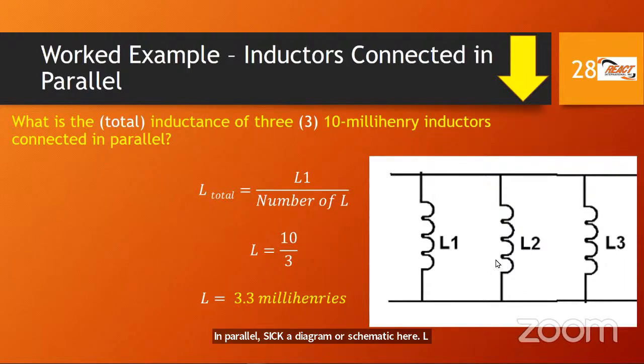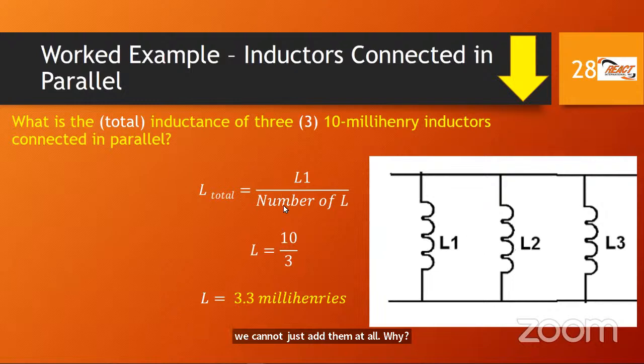So L1 is 10 millihenry, we could write that down. L2 is 10 millihenries, we could write that down if we wish. And L3 is 10 millihenry. So 10 and 10 and 10, all of them are 10. But we cannot just add them at all. Why? They are not in series, they are in parallel.